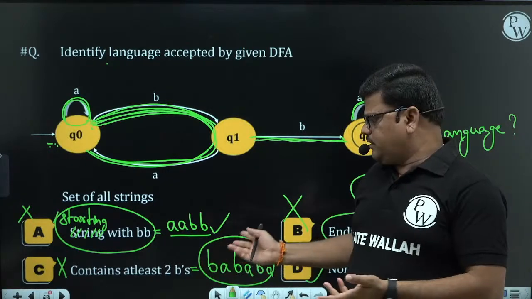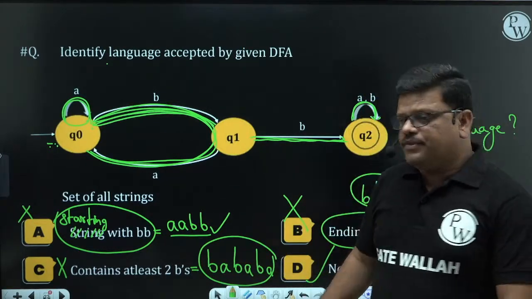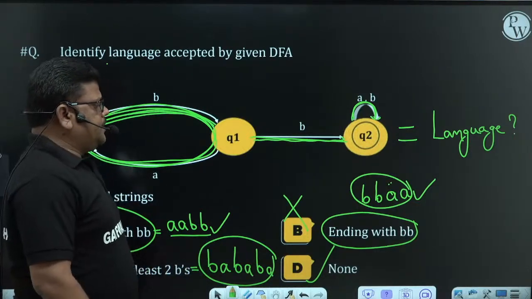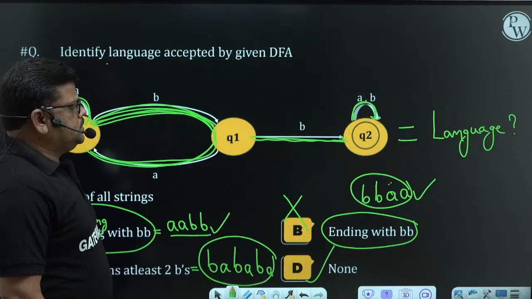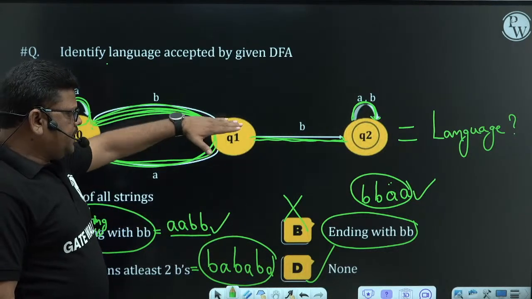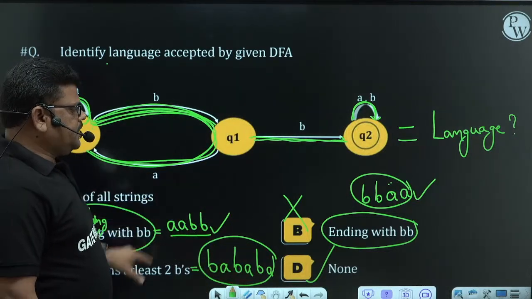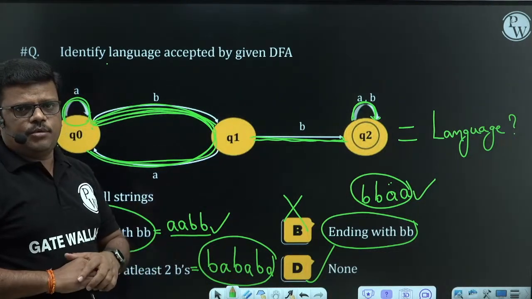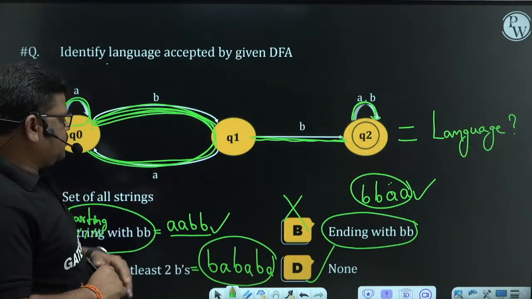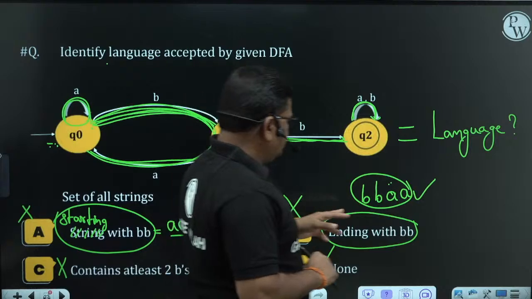The correct answer will come from the elimination method. So this is the way. If you want to know the correct answer from a given DFA, the best trick is elimination. Eliminate from options. By using this trick, the correct answer for this question is D: none of these. All these are wrong answers.